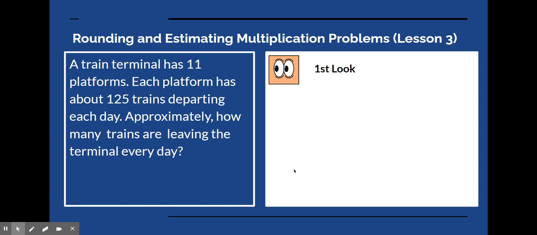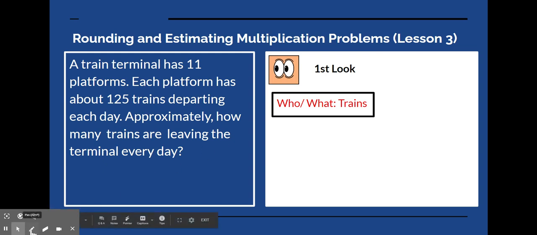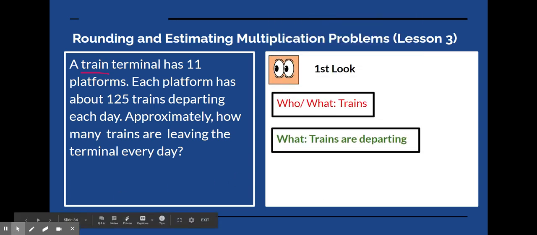And in our first look, we want to notice who or what is our story talking about? And it's talking about trains. We are talking about trains at a terminal. What are these trains doing? These trains are departing.